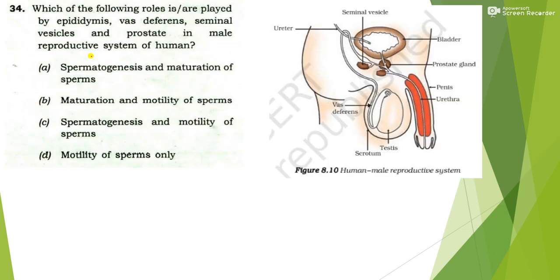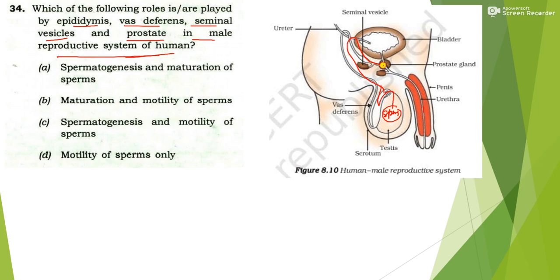Next question, which one of the following roles are played by epididymis, vas deferens, seminal vesicles, and prostate in male reproductive system? Okay, so let's look at this image. This is testis, and here the sperms are produced. Then these sperms are transferred to the penis through this path.